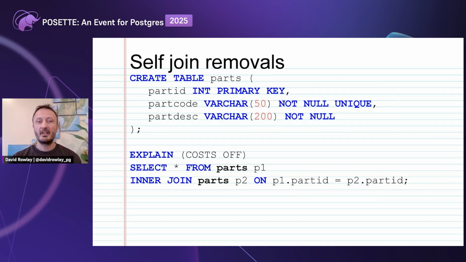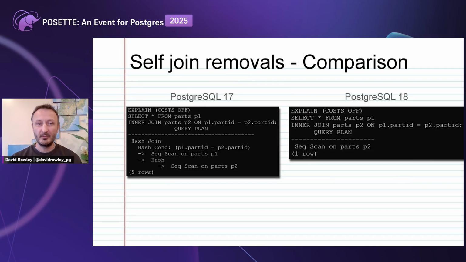So let's move on to a quick example. The parts table has returned. And here you can see, if you look at the query at the bottom, I'm joining the parts table to itself on the part ID. And if we look at how that is executed by Postgres 17 and Postgres 18, on the left, I've got Postgres 17's output. You don't have to look in detail, but you can see there's a join happening there, a hash join in this case. And for Postgres 18, no joins, just a sequential scan. Effectively, the P1 has been completely removed from the plan.